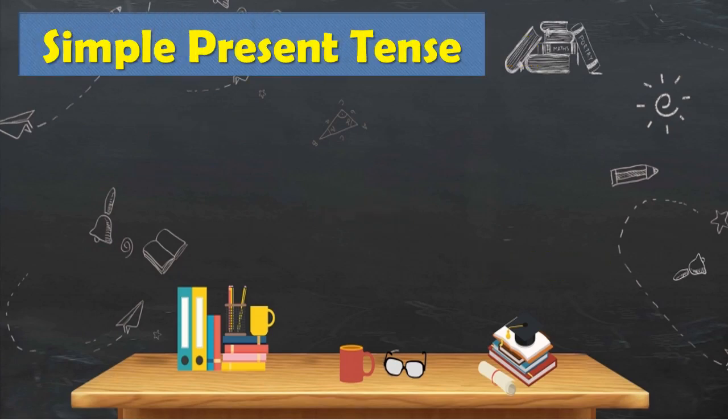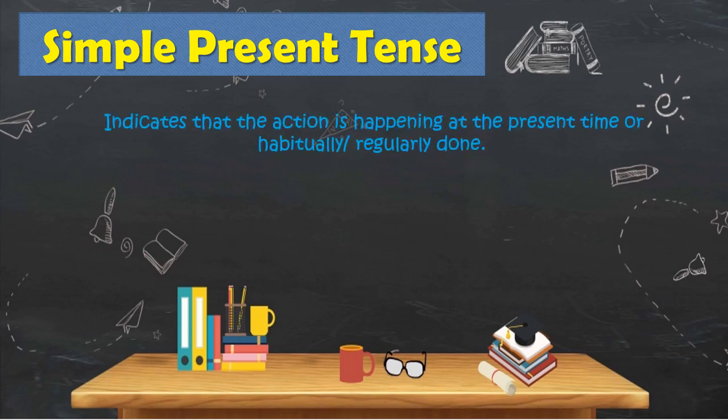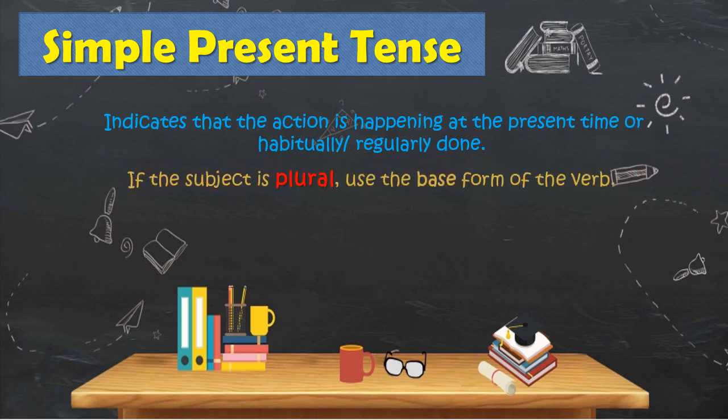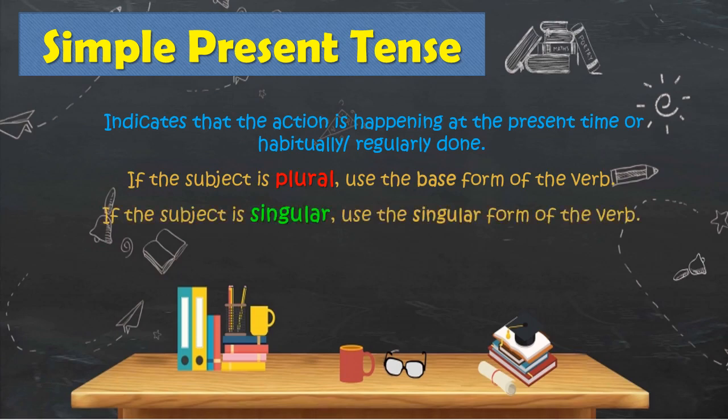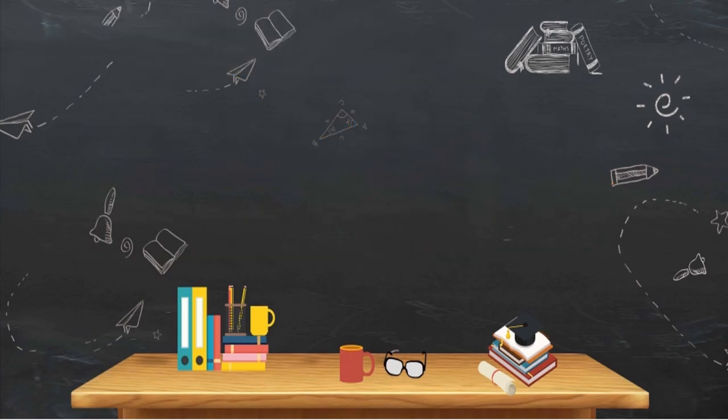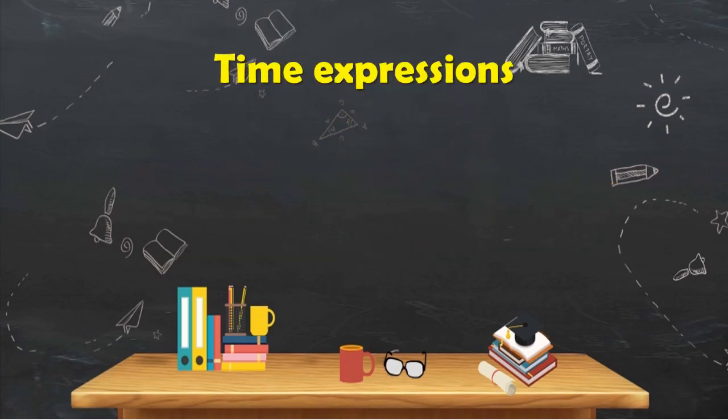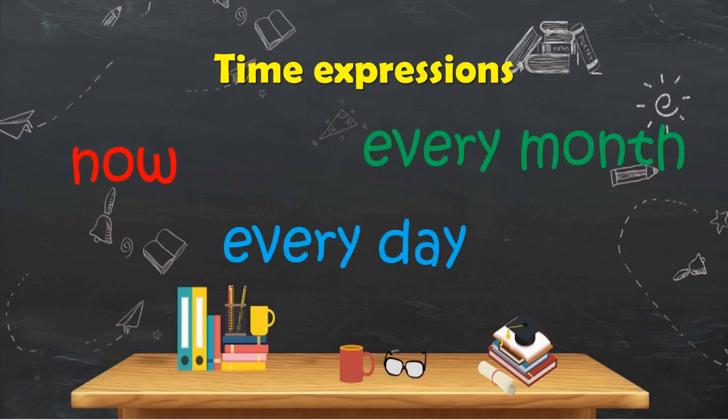Simple present tense indicates that the action is happening at the present time or habitually or regularly done. If the subject is plural, use the base form of the verb. If the subject is singular, use the singular form of the verb. Add s or es to make the verb in singular form. Make sure to look for time expressions that indicates that the action is happening in present time or repeatedly done, such as now, every day, and every month.